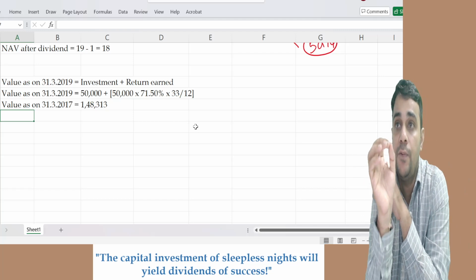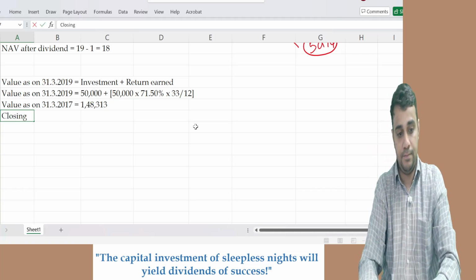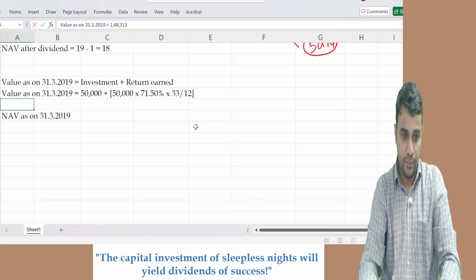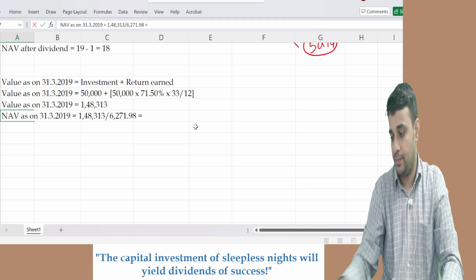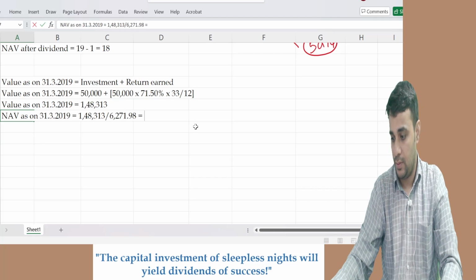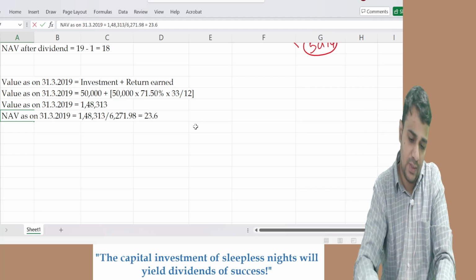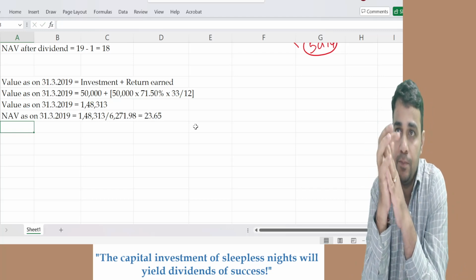148,313. This is the value of 6,271.98 units. Closing NAV as on 31/3/2019 is 148,313 divided by 6271.98, which is 23.65. Usual exam question.